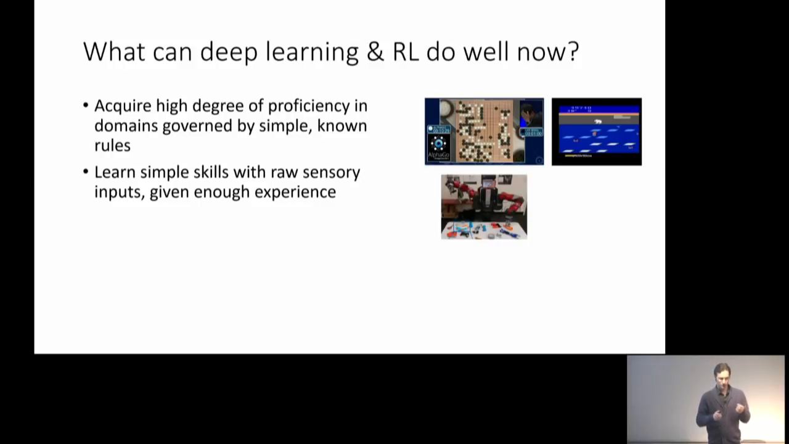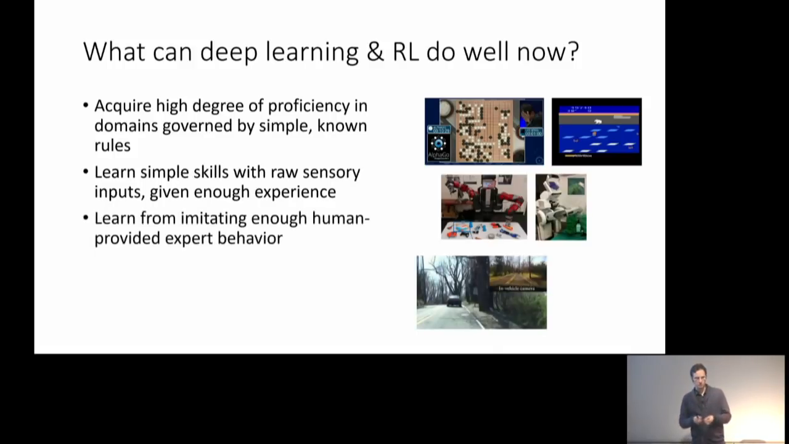You can learn simple skills from raw sensory input given enough experience, things like the robotic grasping example, like the one I showed before, basic manipulation skills. And you can learn from imitating enough human-provided expert behavior, like in that driving example I showed before. And of course, we'll explore a lot of these things in more detail in the rest of the course.